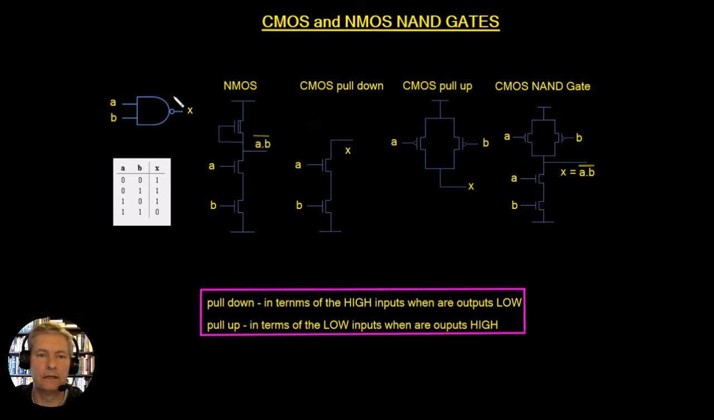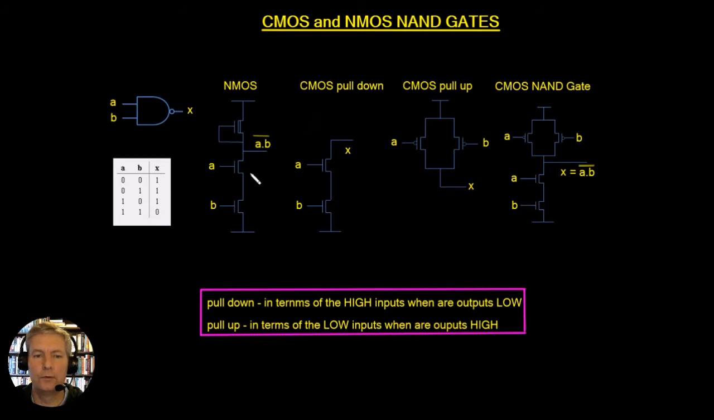So here's the NAND gate, with an A and B input and the X output, and this is the truth table for it. The truth table for a NAND gate tells us that we get an output low only if both inputs are high. Otherwise, we get a high output. And we designed this as a pull-down network, which was the NMOS network. When we did this design, if you remember, we asked when the output goes low. Whenever the inputs are high.